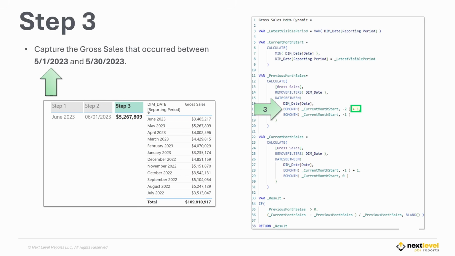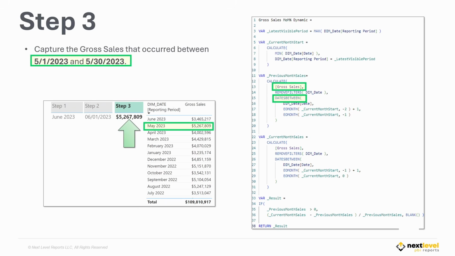Now let's look at the secondary end of month function right below. We can see that this one subtracts 1 month from June's end of month date. So therefore, we get May 30th, 2023 as our secondary date. So to summarize, step 3 right here is capturing the gross sales between May 1st, 2023 and May 30th, 2023. And this would be our previous month's sales.